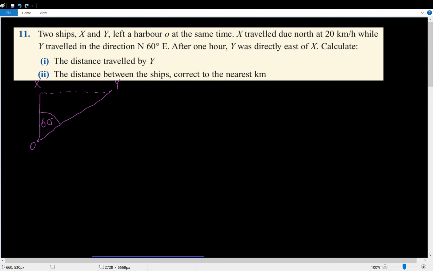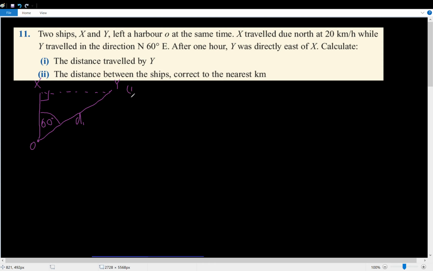Okay, so Y is now directly east of X after an hour. And you see that the lines of their travel have managed to form a right angle triangle with the right angle just there. So we're going to solve that right angle triangle to get the two distances we need. The first one we're looking for is the distance travelled by Y, which would be this line over here, which we will call D1. So we'll start off with that.